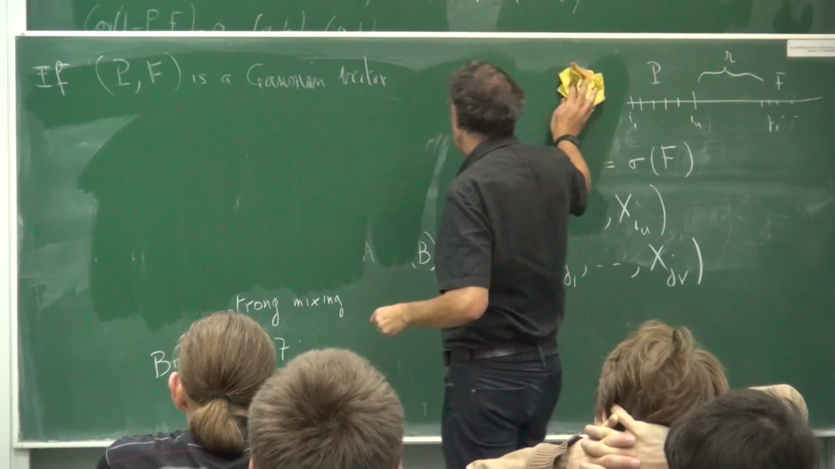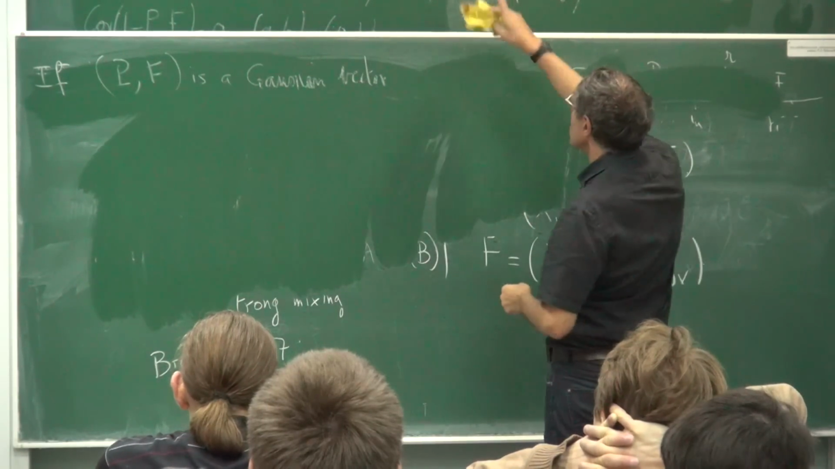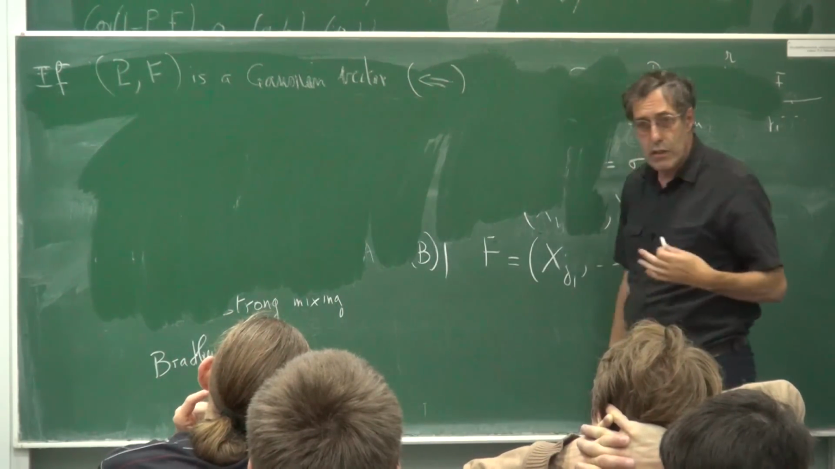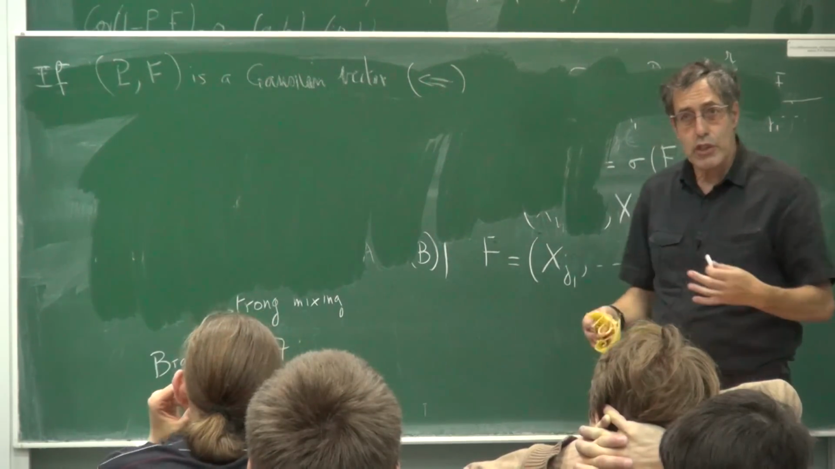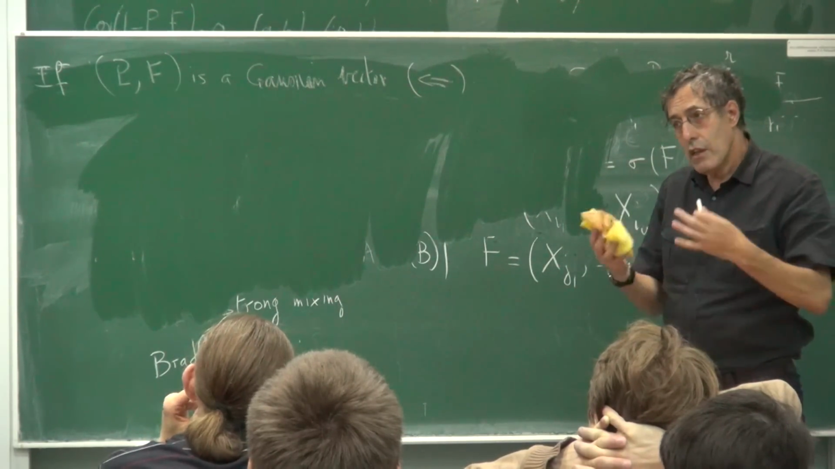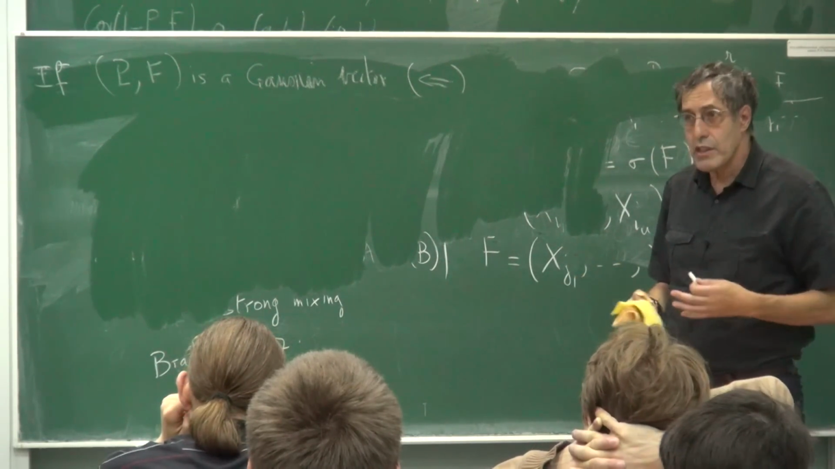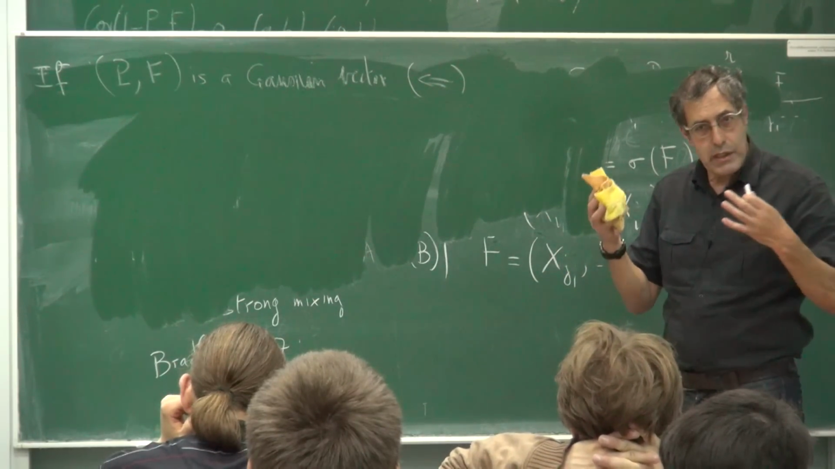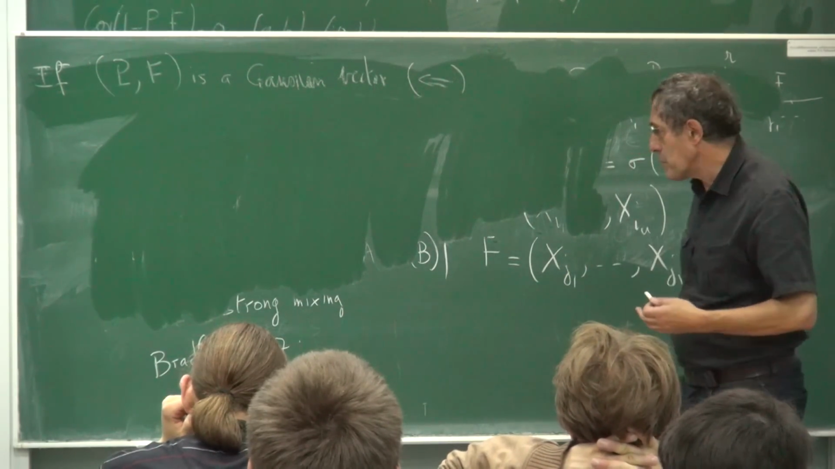Then this implies that this reverse implication works. Because, in fact, in the case of Gaussian random vectors, the distribution is just given by the covariance matrix and by the mean vector.